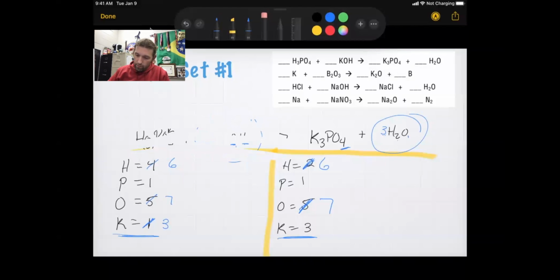I need a bigger eraser. This might take a minute.